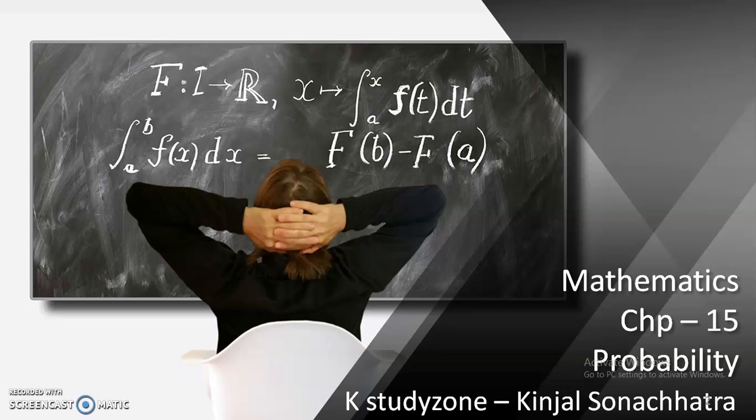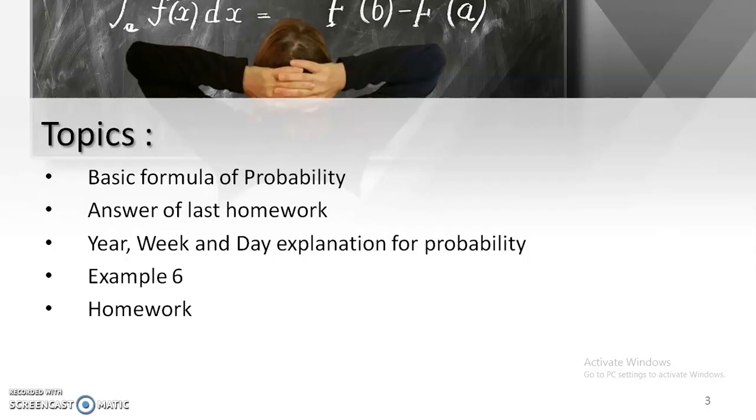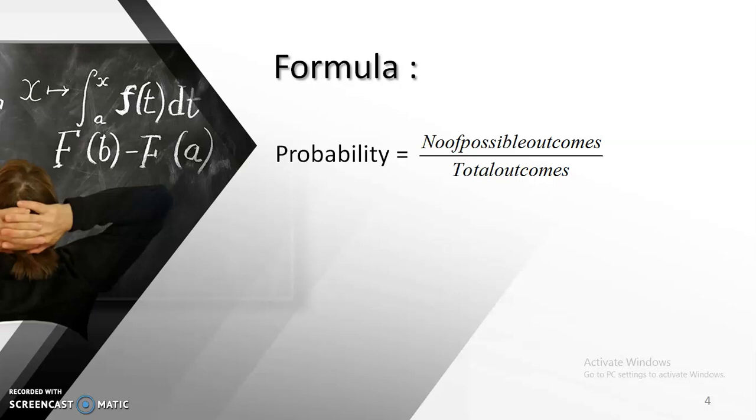This is the 12th tutorial of probability, chapter 15 of standard 10th. In the last session, we discussed example 5, and in this session, we will discuss example 6. So, don't waste time, let's go to the session. Today's topics are the basic formula of probability, the answer of last homework, year, week and day explanation for probability, example 6, and obviously homework. Starting with the first, the basic formula. Probability equals number of possible outcomes divided by total outcomes.